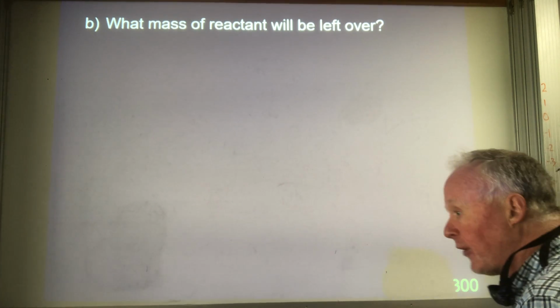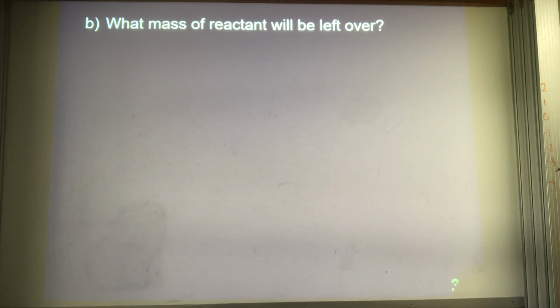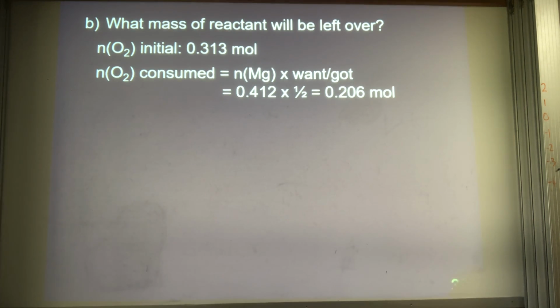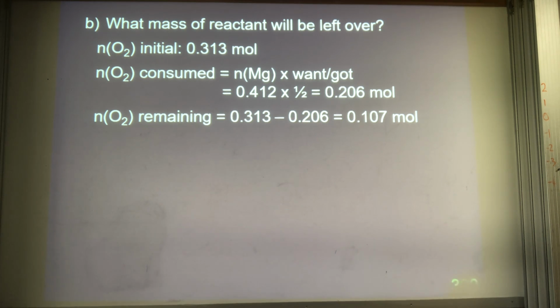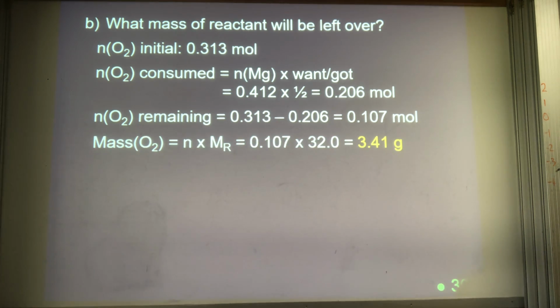Now, we can also be asked to work out the amount of reactant left over. In this case that's oxygen. Oxygen is the excess reactant. Also in this case we've been fortunate in that we've done it the right way round. We know that we started off with 0.313 moles of oxygen. We've already worked out how much oxygen is needed, but we can do it again. So we apply want over got to the moles of magnesium to work out how much oxygen will actually react. Then the difference between those will be how much oxygen is left in excess. Multiply by the MR to get the mass.